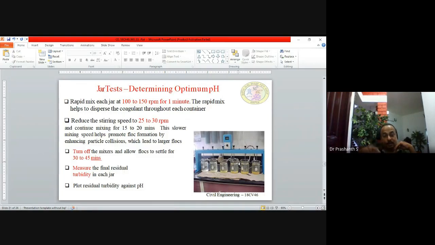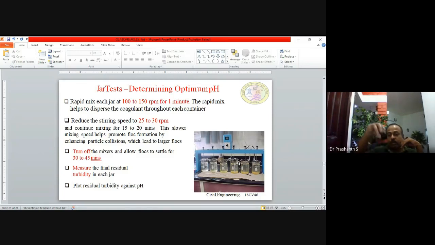After that, in the flocculating chamber, generally in the treatment units, we run the flocculating chamber very slowly. So here also we reduce the speed of the flash mixer and gently mix at 25 to 30 RPM. Afterwards, flock formation takes place. Then allow the flocks to settle down, which happens in the sedimentation tanks. So turn off the mixers and allow the flocks to settle for 30 to 45 minutes. Whatever is present in the jar will settle down.